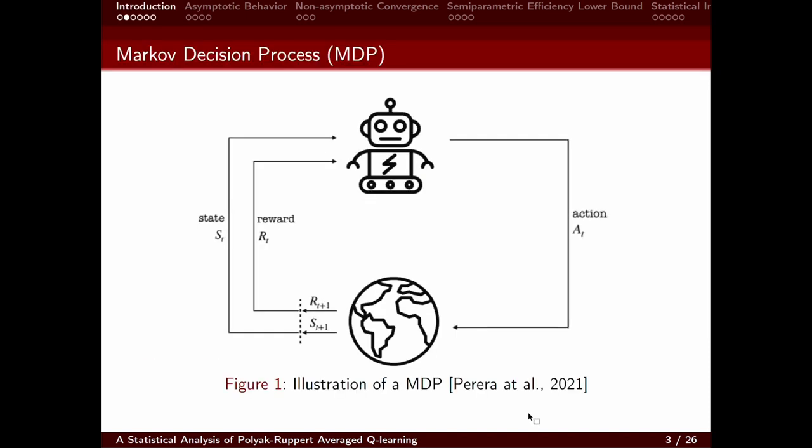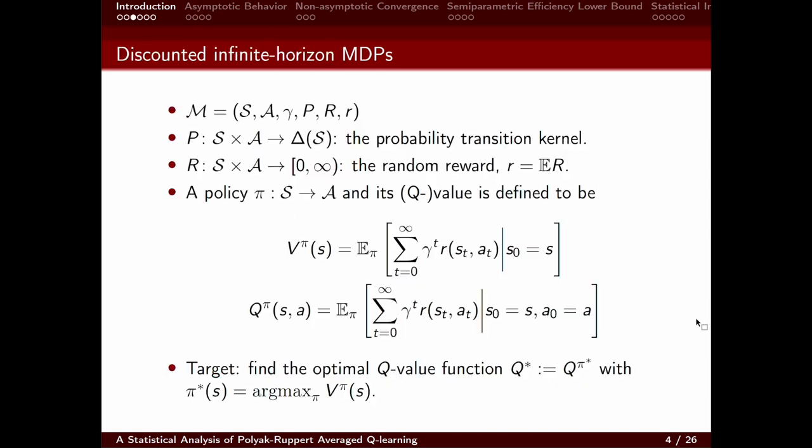Let me first introduce some preliminaries. We study the algorithm in a Markov decision process. In this process, an agent is interacting with the environment repeatedly. At iteration t, the agent will receive the current state s_t and perform an action a_t. Once the environment receives the action, it will reveal the reward r_t and the next state s_{t+1} to the agent. In this way, the agent will endlessly interact with the environment in order to find the optimal Q value function.